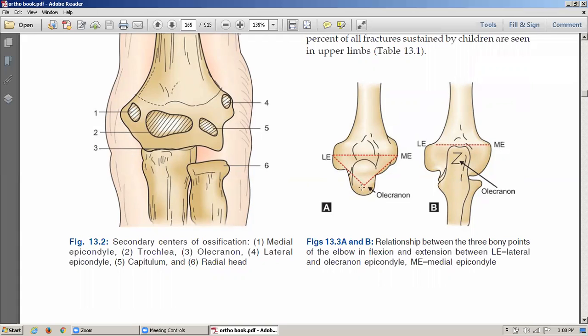And this is a diagram of the relationship between the three bony points of the elbow in flexion and extension, that is, between the lateral epicondyle, the olecranon, and the medial epicondyle. So this is also the lateral epicondyle, medial epicondyle, and the olecranon.